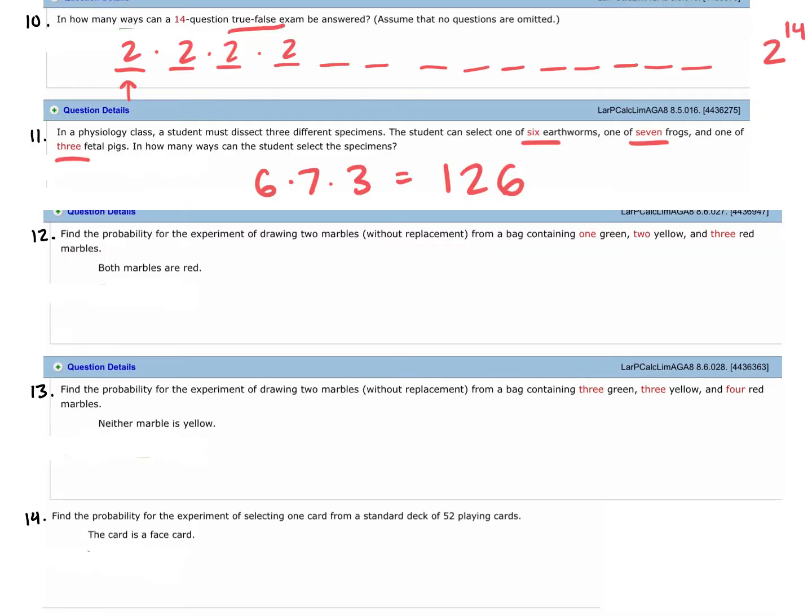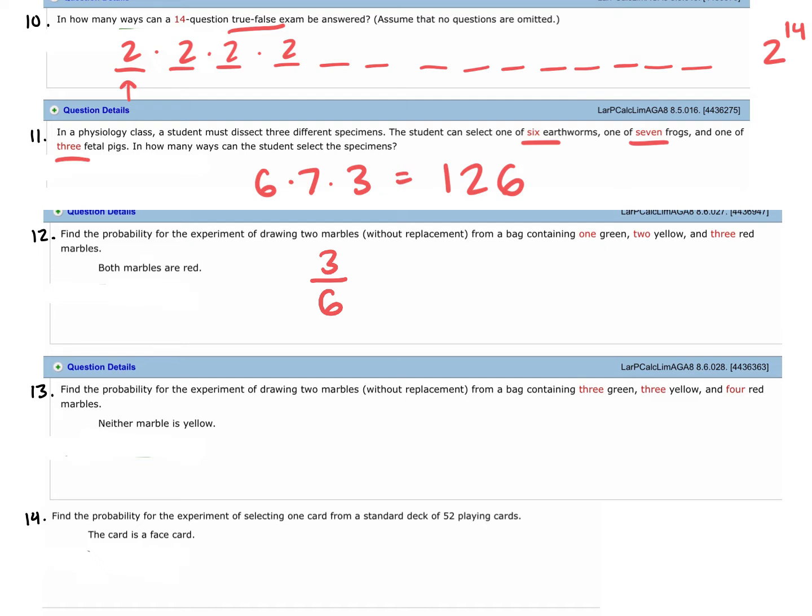Find the probability for the experiment of drawing 2 marbles without replacement from a bag containing 1 green, 2 yellow, and 3 red marbles. So the probability that both the marbles are red. So I have 6 marbles total. How many red ones do I have? 3. So there's 3 out of 6 red for the first time I pick a marble.